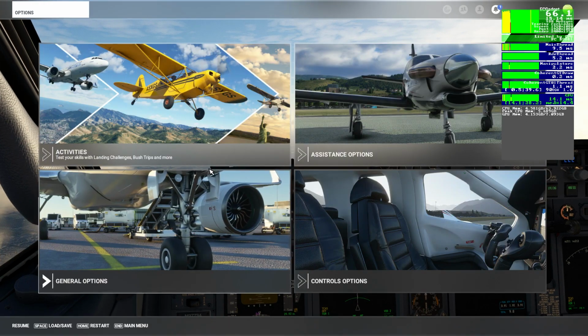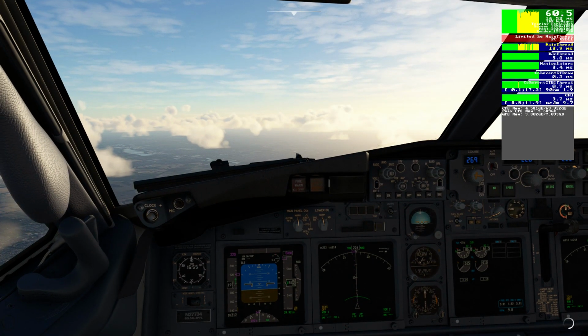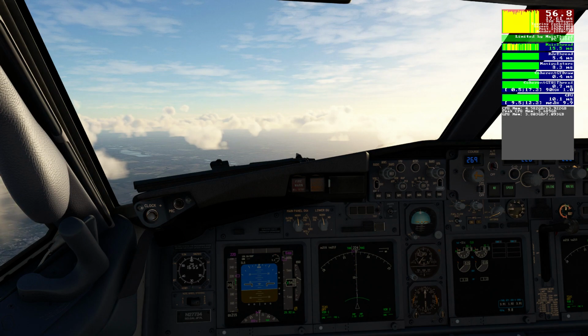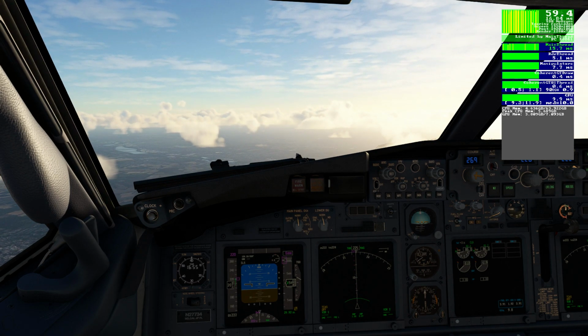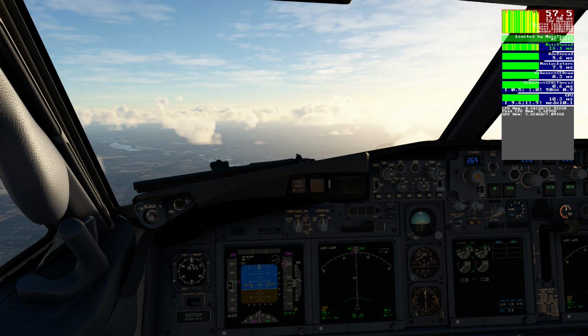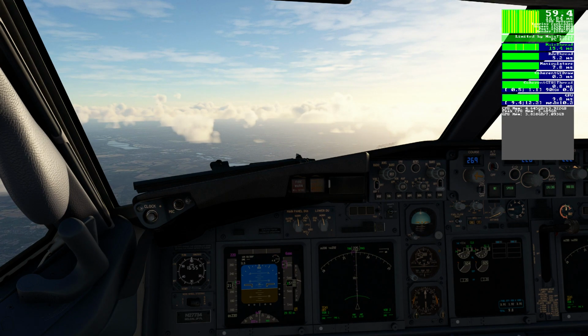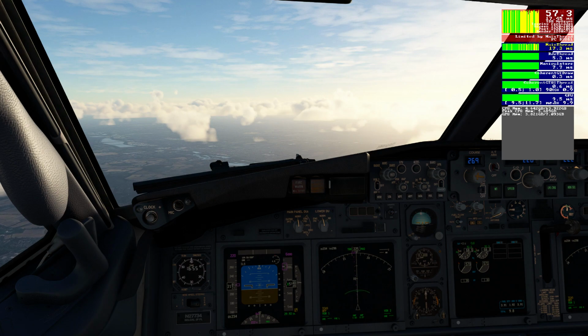So what I'm going to do is go to general options and switch on DLSS. I'm going to switch it on to quality. Let's see what that changes. Okay, immediately we have lost the limited by GPU in the frame rate counter. It's completely gone. So that's a really good sign.